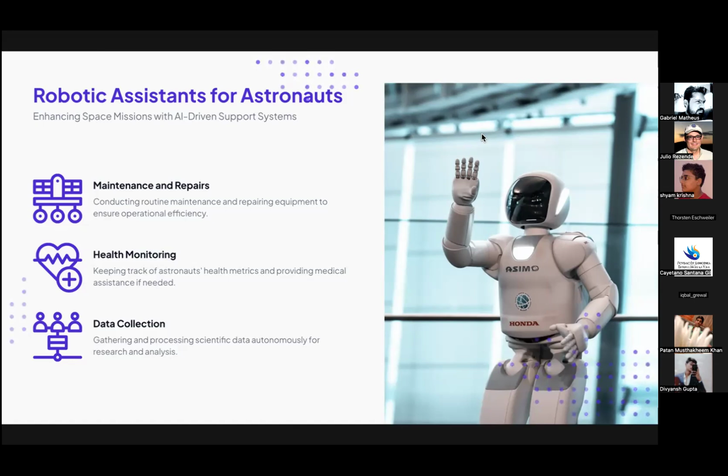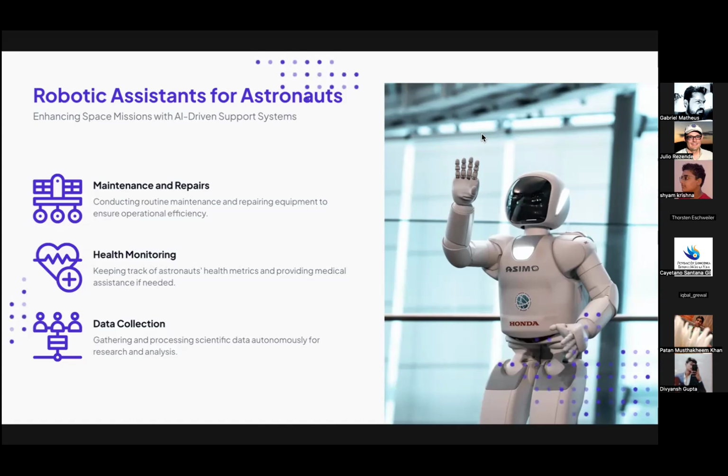in the future, or we can gather some average data from the astronauts' body measures, so that for the upcoming astronauts, we can prepare them for this type of condition. We can easily determine them. And then also data collection, gathering and processing scientific data autonomously for research.